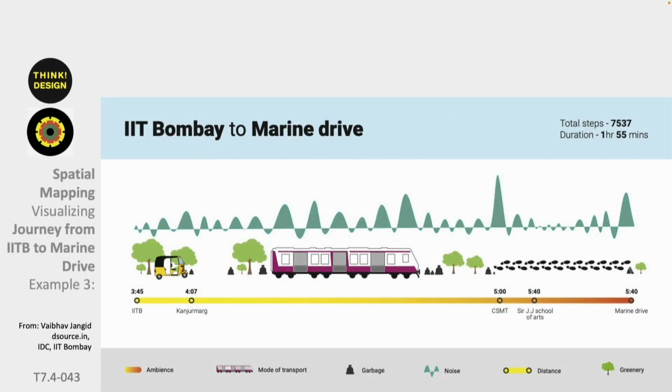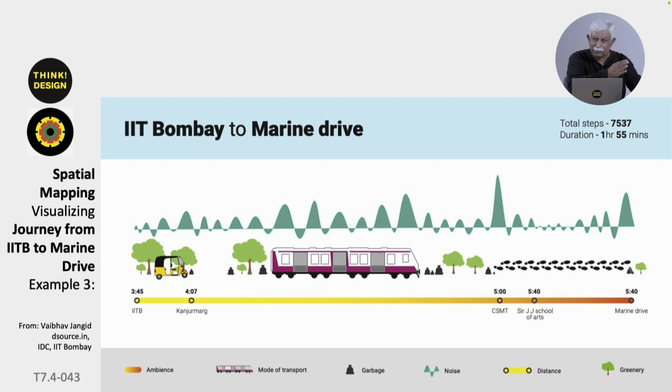Here, for example, it's the journey from IIT Bombay to Marine Drive. You can see that it's by a student, and he's taken an auto in the beginning, then the local train, and then he walks all the way from the station to Marine Drive, which is next to the sea. He's mapped different things over there. For example, the sound is mapped on the top, and the timings are put there so you can know how much time it took.